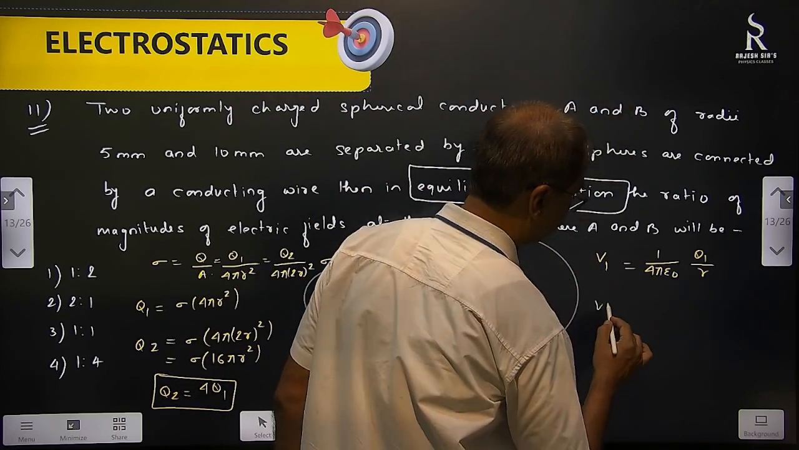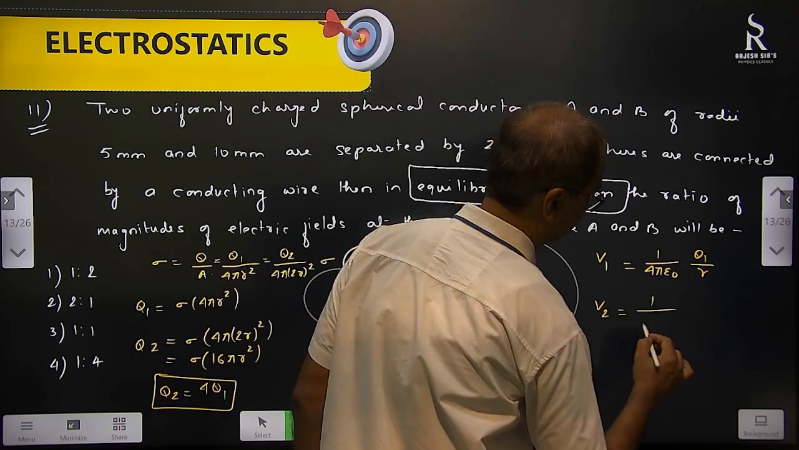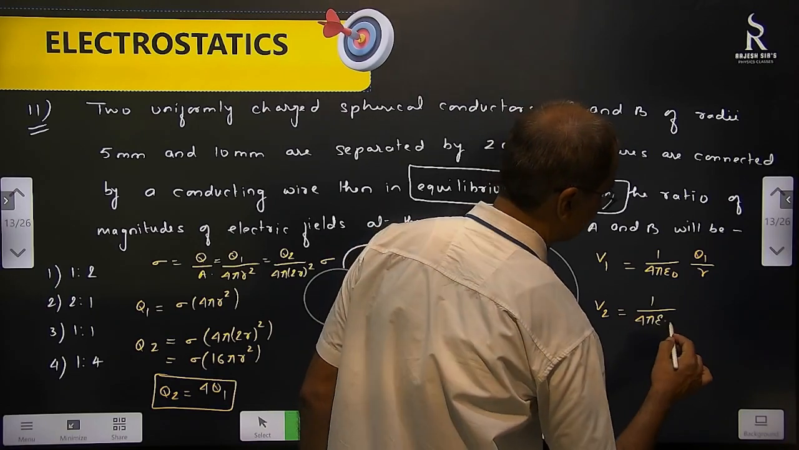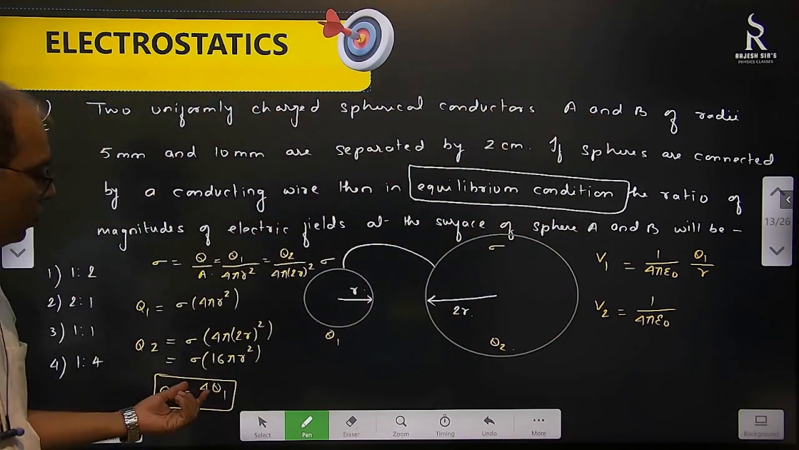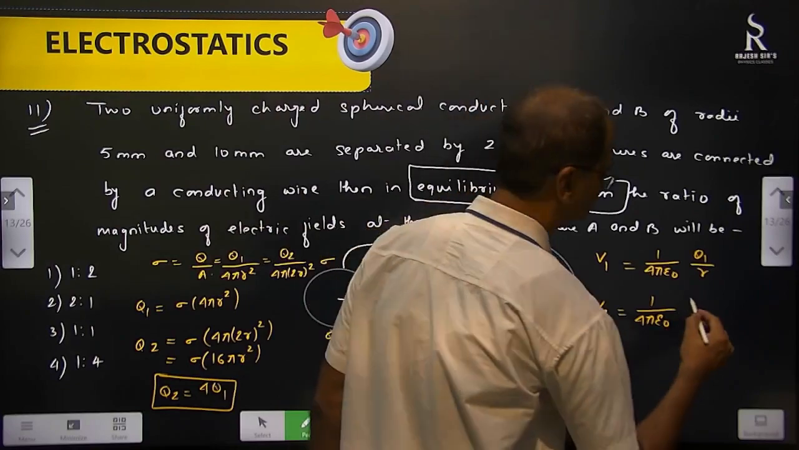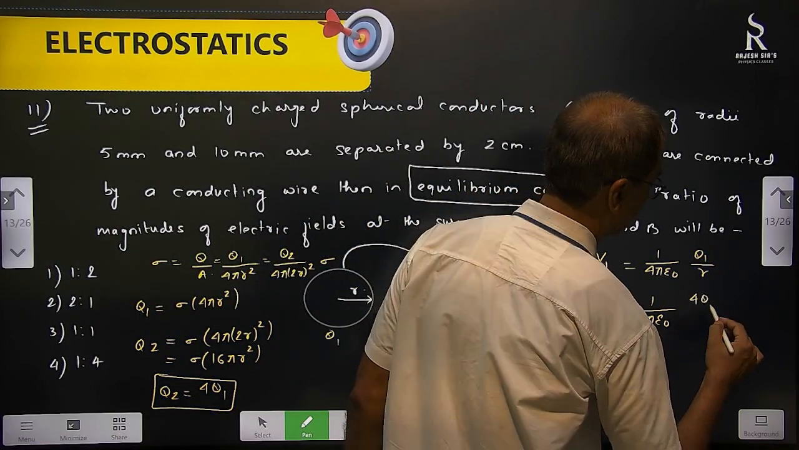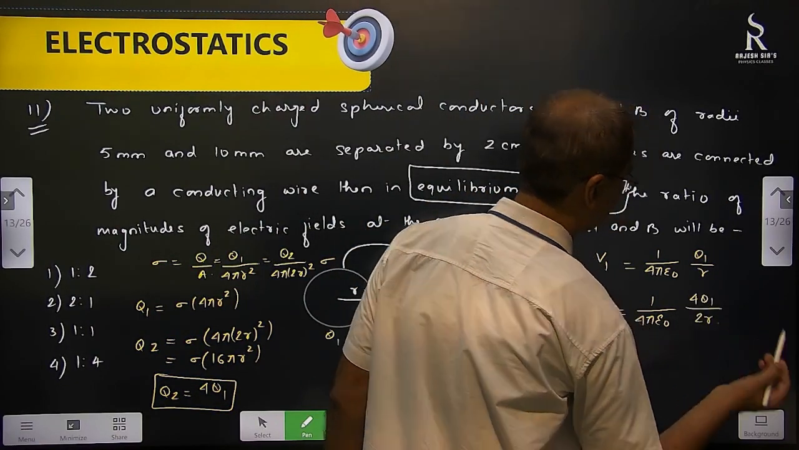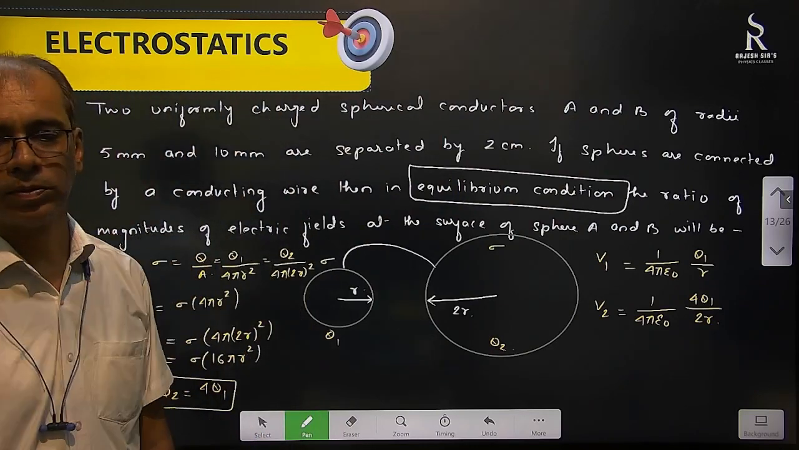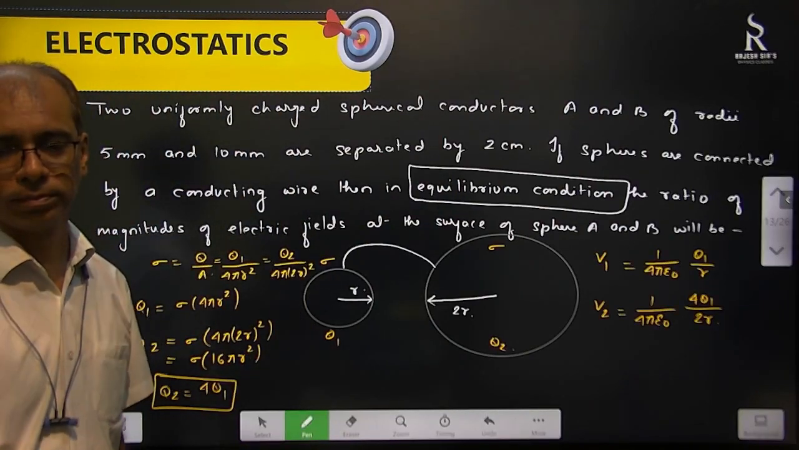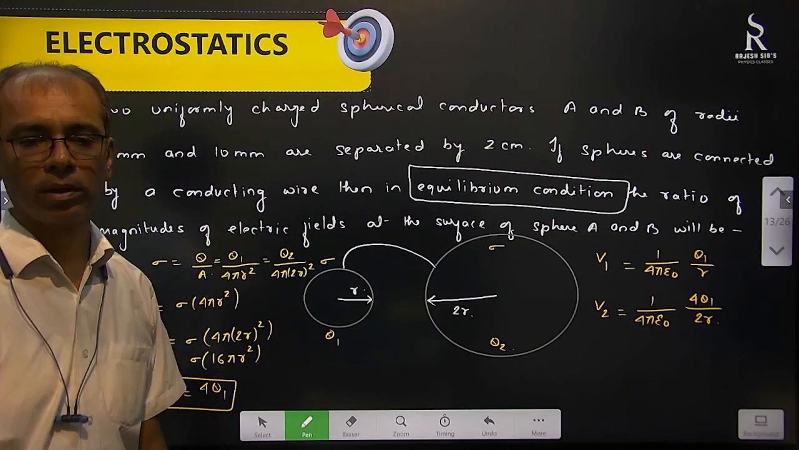Same way, what is V2? 1 by 4 pi epsilon naught Q2. Now Q2 is how much? 4Q1. Okay, and its radius is what? 2R. So which one is more? V2 is more or V1 is more? We say V2 is more. V2 is actually 2V1. So what will happen?